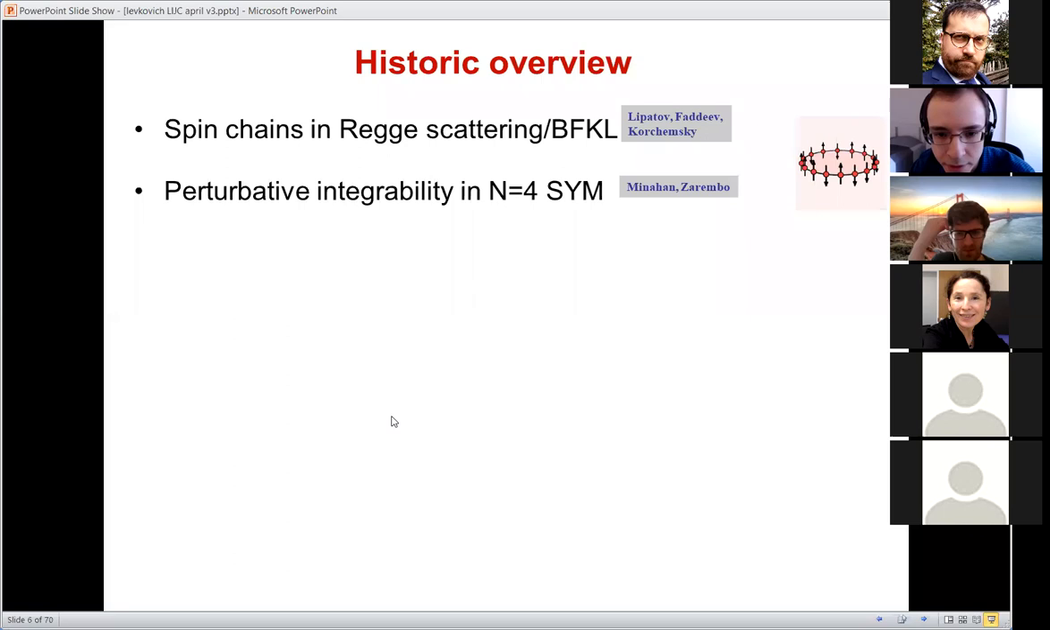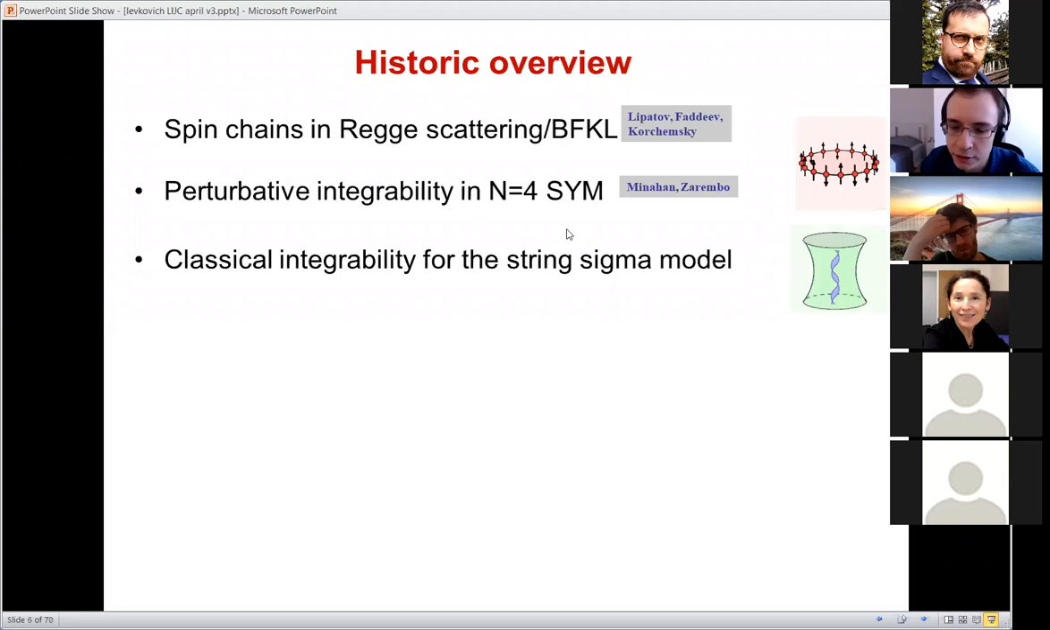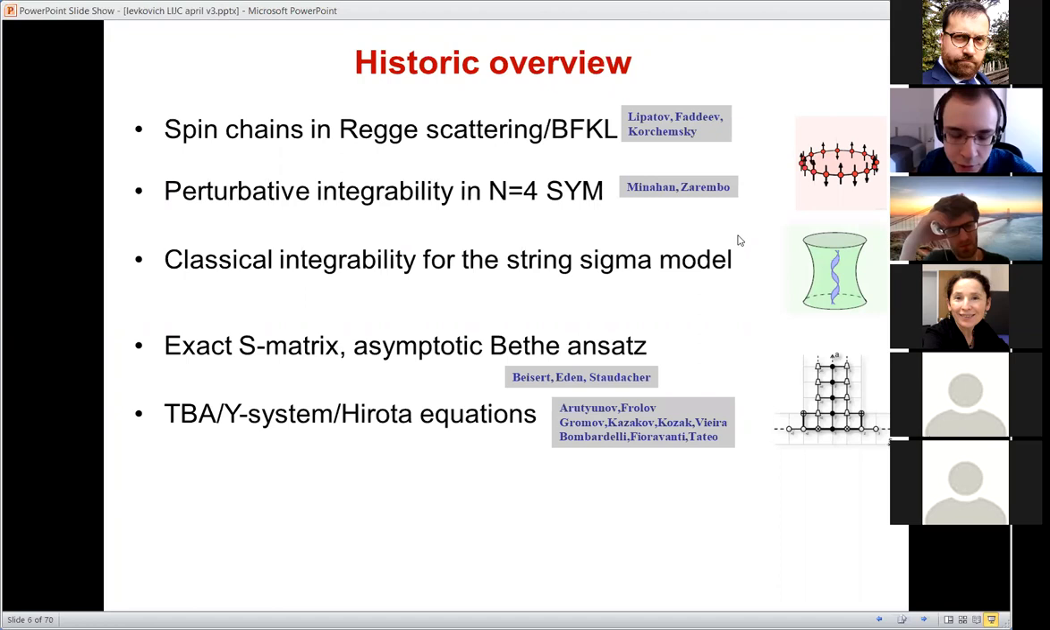Before we go to the simple examples, let me give a brief historical overview of how the construction was developed. First, the understanding of integrability in gauge theory more or less started with the study of Regge scattering and the BFKL limit many years ago. Then in 2002, it was found that in N=4 super Yang-Mills there is also a simpler perturbative integrability for anomalous dimensions. It was complemented by classical integrability for the string theory, of the sigma model type, and this allowed one to push the more or less standard program of solving the string worldsheet model as a two-dimensional integrable field theory.